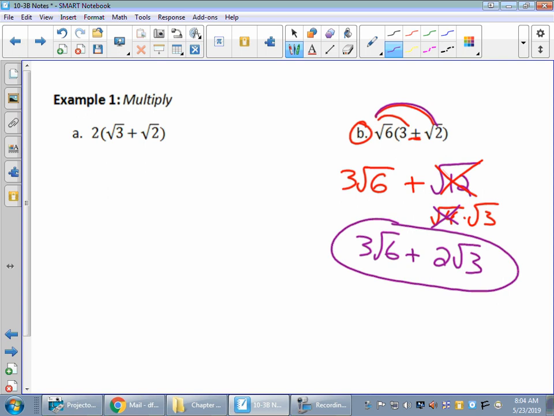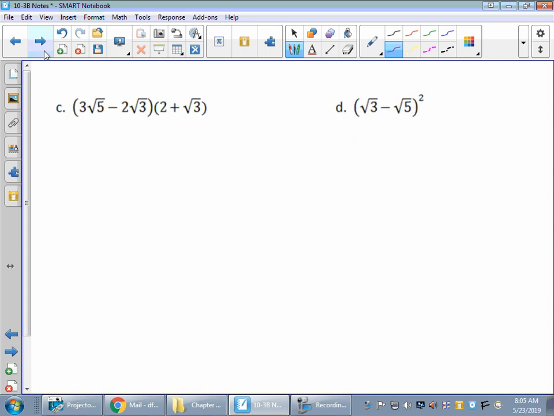Okay. So just kind of working with operations and multiplying. Again, notice in the distributive we kept our coefficients and radicands separate. And then combine like terms and simplify. All right, let's go on to another one. How about letter D here?